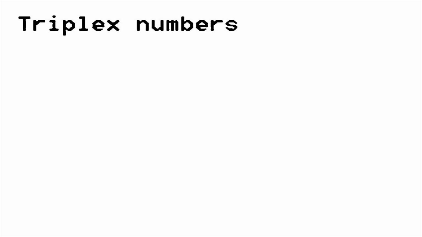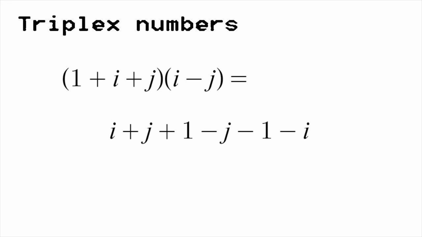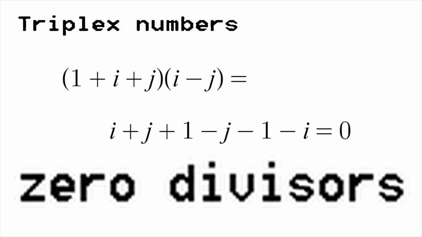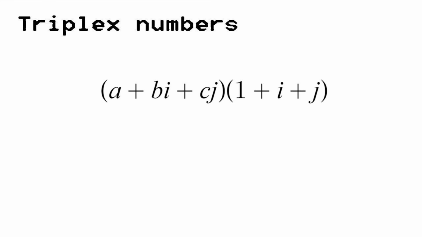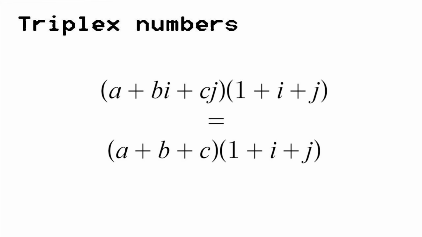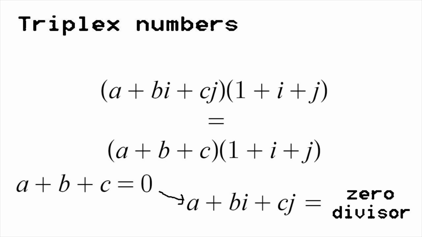Now note that if we multiply 1 plus i plus j by i minus j, we get i plus j plus 1 minus j minus 1 minus i, which is equal to 0. Both of these are zero divisors, and thus both demonstrations are invalid. In fact, multiplying 1 plus i plus j by any triplex a plus bi plus cj gives (a+b+c) plus (a+b+c)i plus (a+b+c)j, revealing that if the sum of the three real components of a triplex number is equal to 0, that number is a zero divisor.